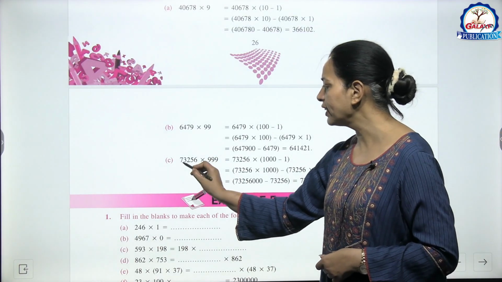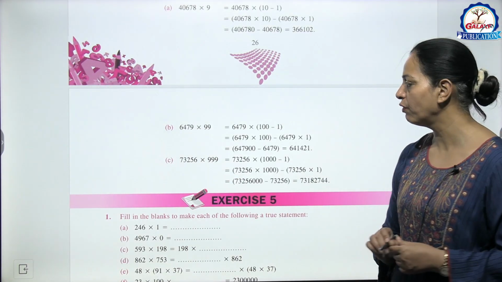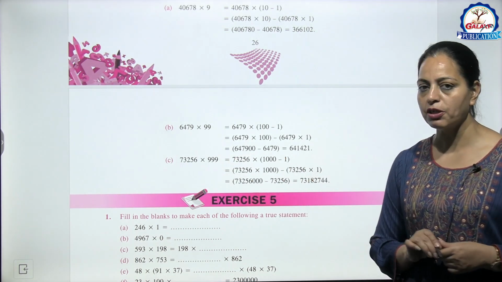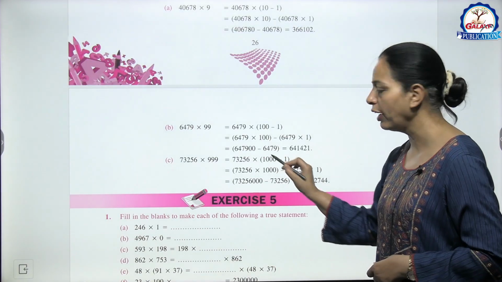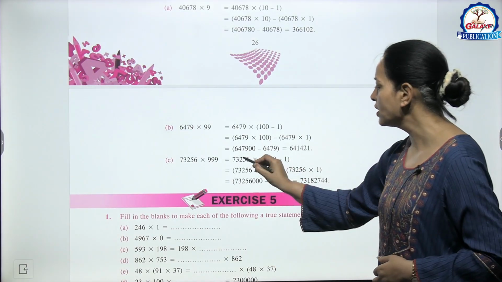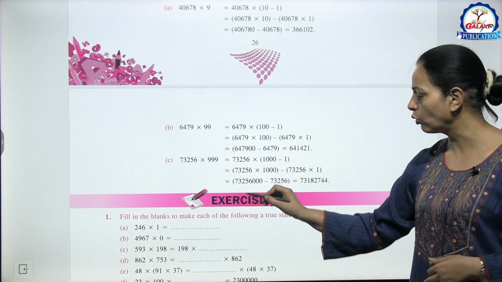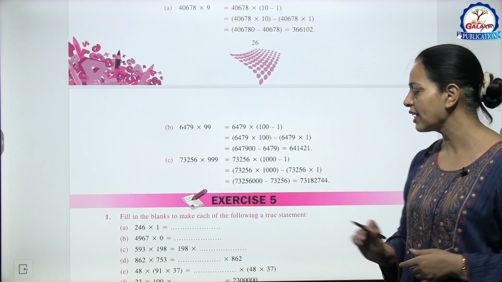Now C part, 73,256 into 999. We will change 999 to 1000 minus 1. Now multiply means distributive law. So this number into 1000 minus this into 1. Calculate it. You will get this answer.